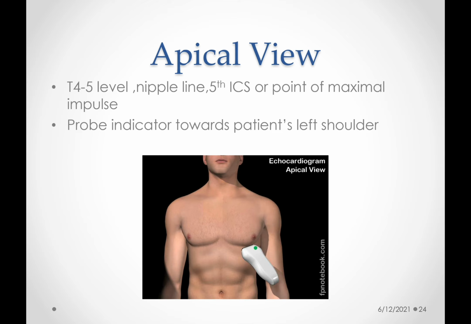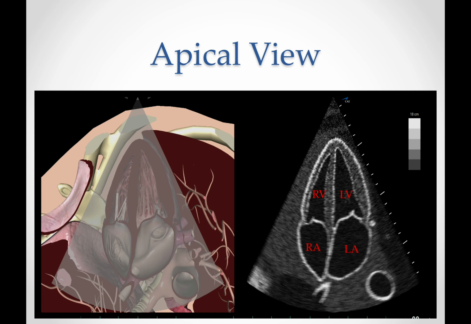Now moving to the apical view or the four-chamber view, you need to place the probe at T4-5 level or the nipple line, or feel where the point of maximal impulse is, and that's simply by placing your hand and see where the heart beats most. Your probe indicator needs to be pointing towards the patient's left shoulder, and this is what you will see in the apical view.